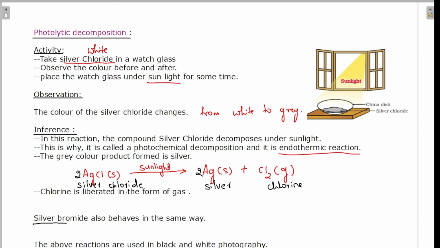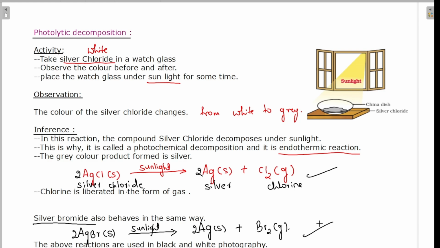And silver bromide also behaves in the same way. When silver bromide is exposed to sunlight, it will form silver and bromine. These two reactions are used in black and white photography. This is the application of these two reactions. It's all about the different types of decomposition reactions.